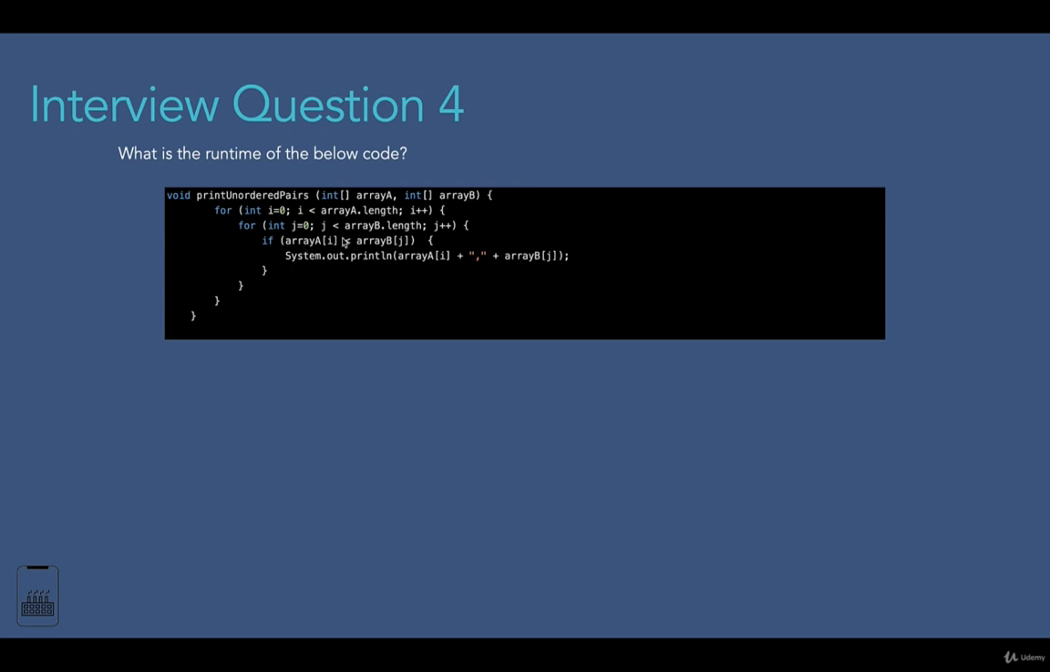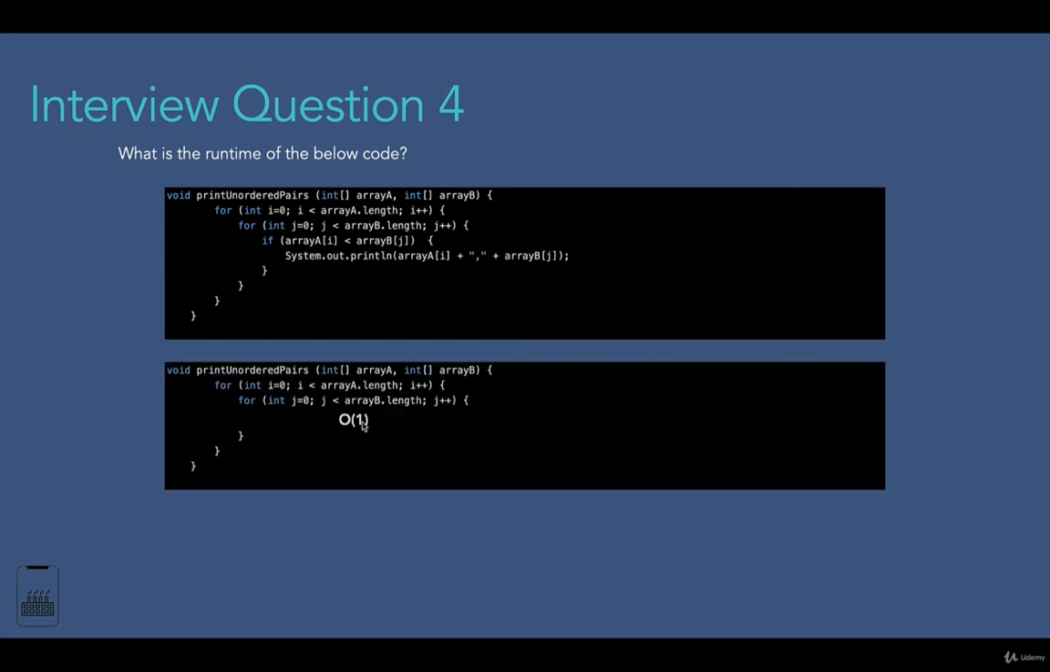Then we are comparing: if the element from array A is less than the element of array B, then in this case we are printing these pairs. Otherwise we are not printing. To make things easier, we can exclude this part, so we can easily find out that this part takes constant time complexity, because here we have only an if condition and then we are printing out the elements of the arrays. So we can write this method like this.